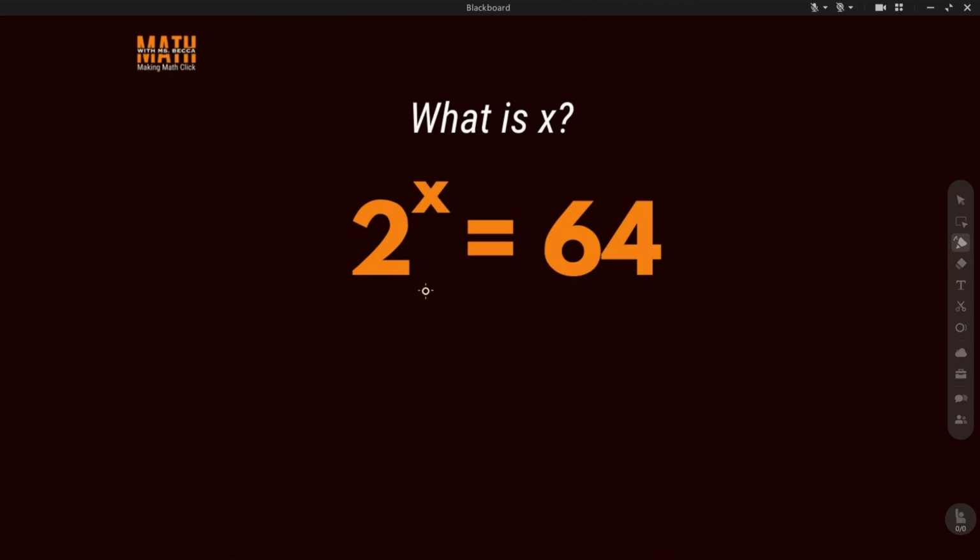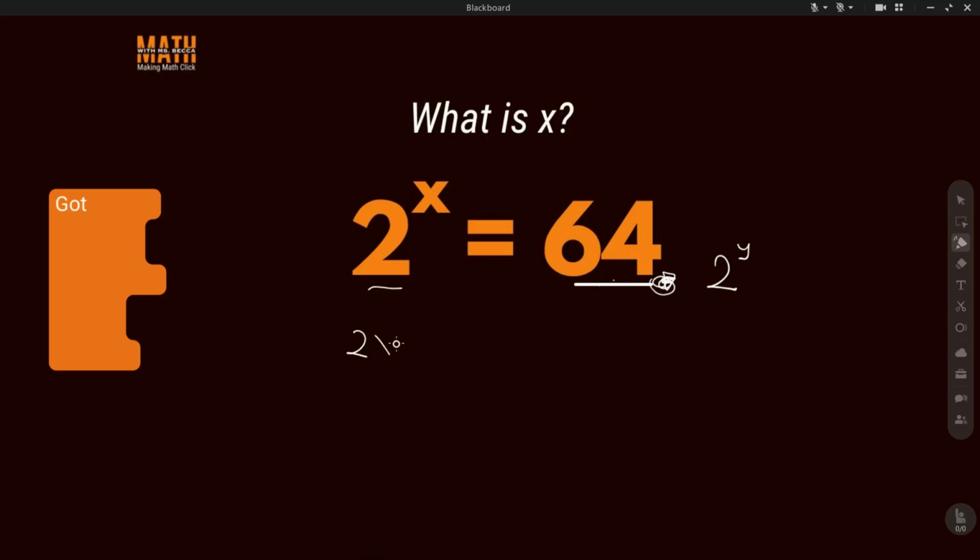Now, let's solve it together. Since we have 2 as the base here and we have 64 as the base here, what we have to do is to express 64 in base 2 such that 64 will be 2 power something. So now let's try. How many times are we going to multiply 2 to get 64?